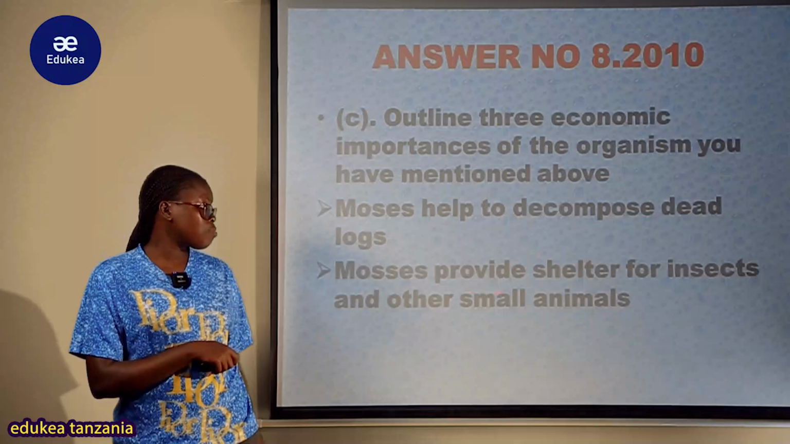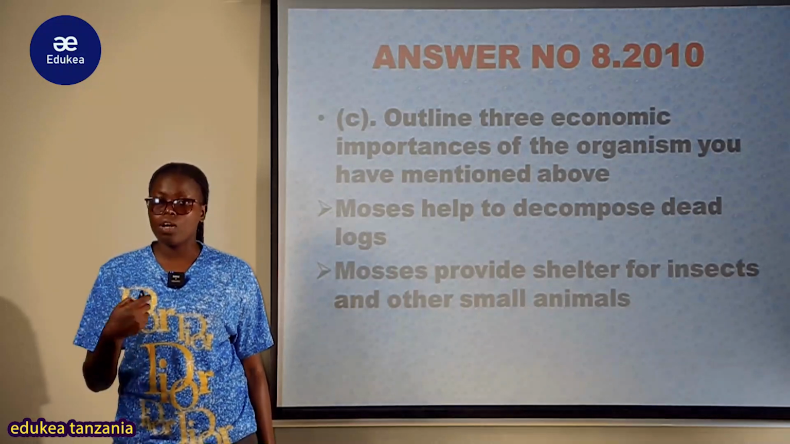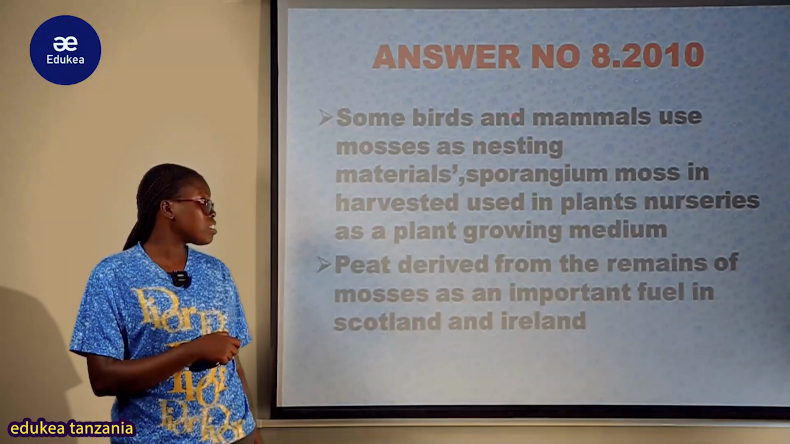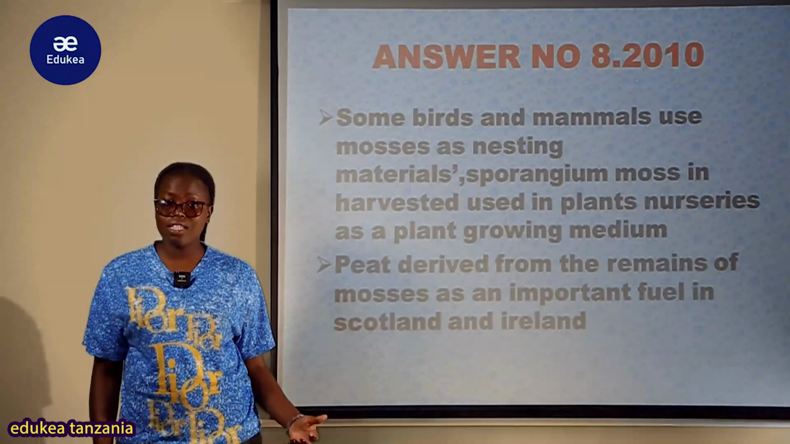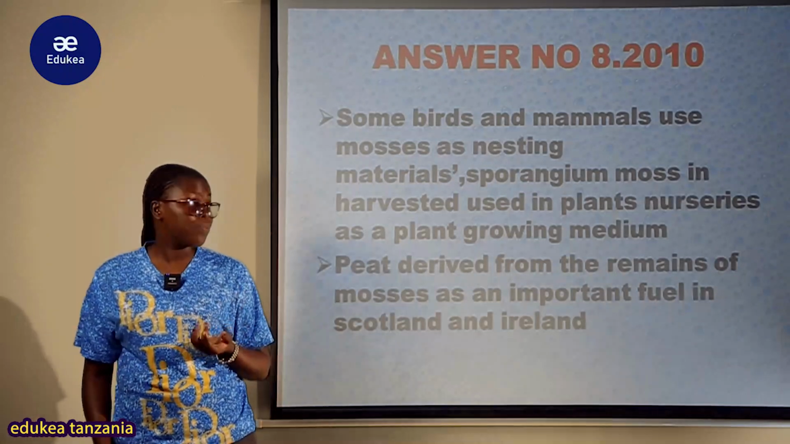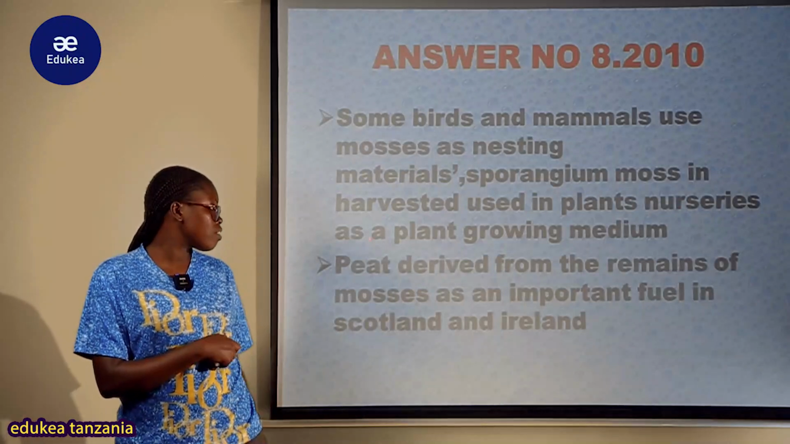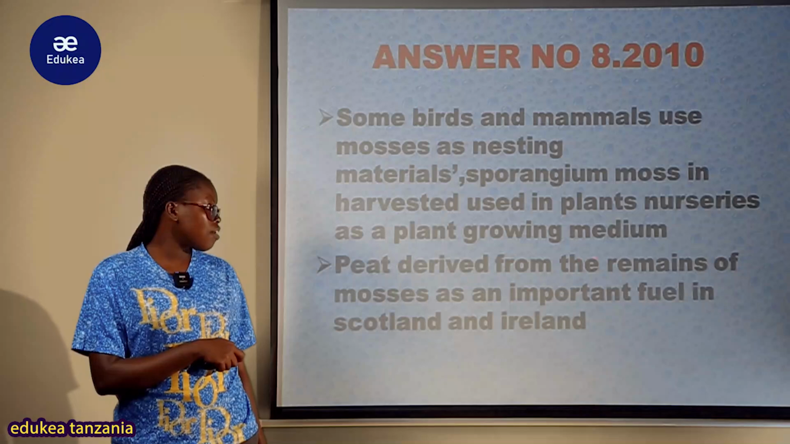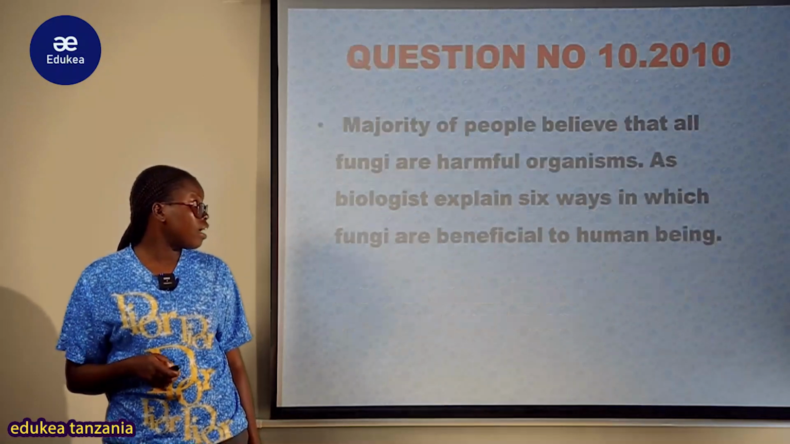Likewise, mosses provide shelter for insects and other small organisms. Also, some birds and mammals use mosses as nesting material. Sporangia moss is harvested by plant nurseries as a plant growing medium. Likewise, peat derived from the remains of mosses is an important fuel in Scotland and Ireland.